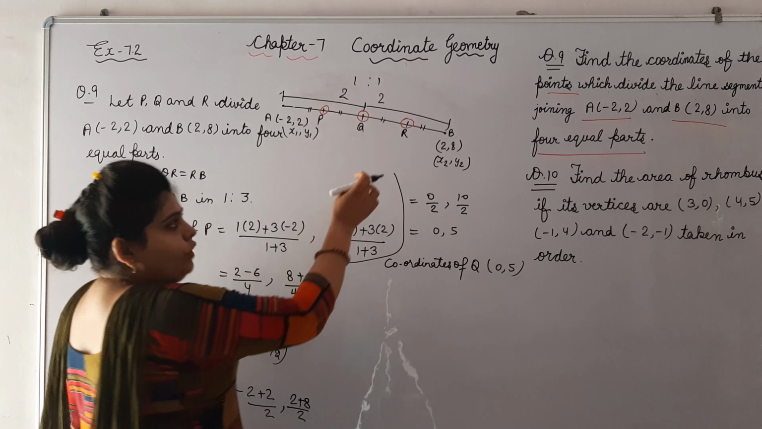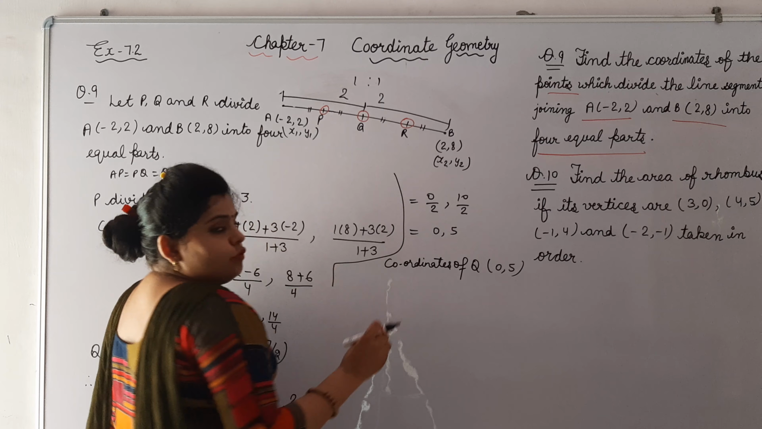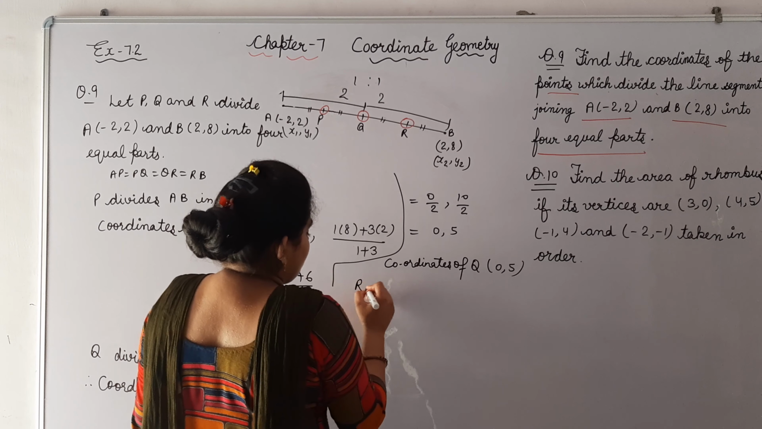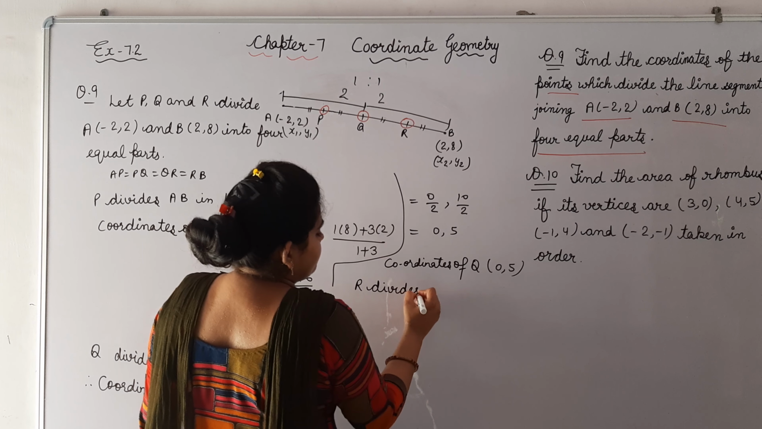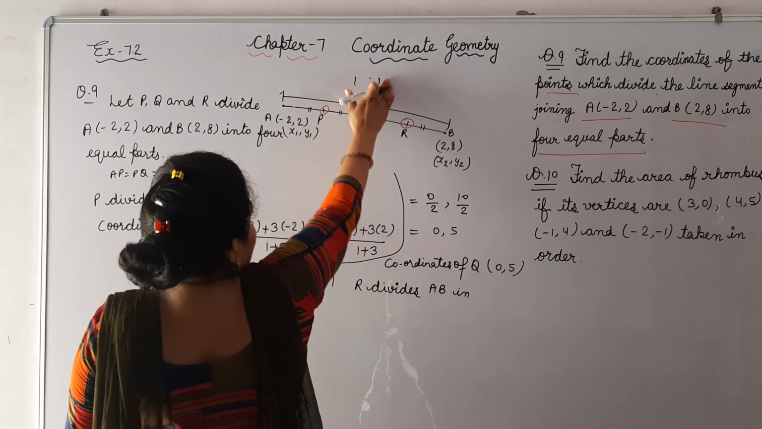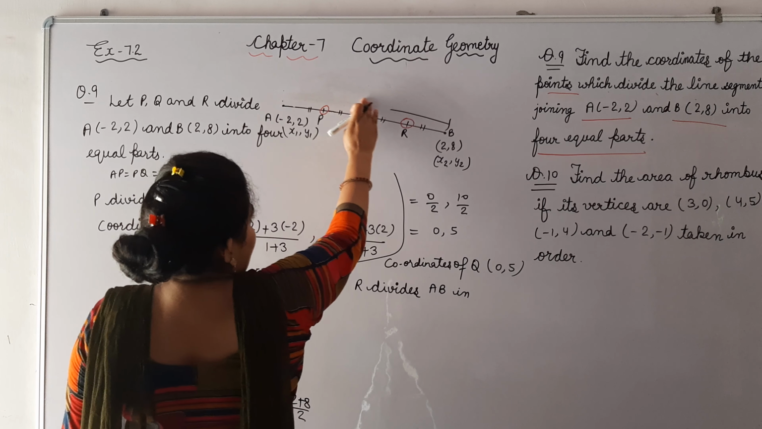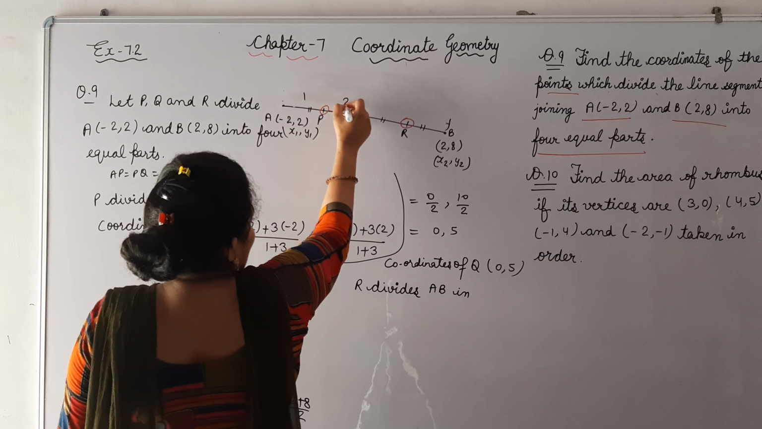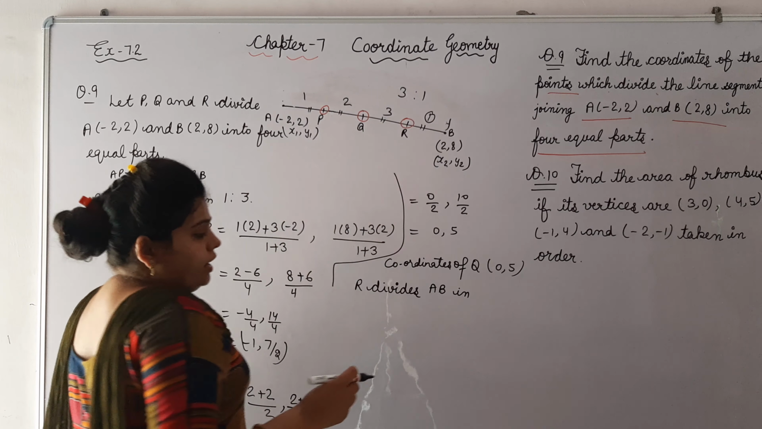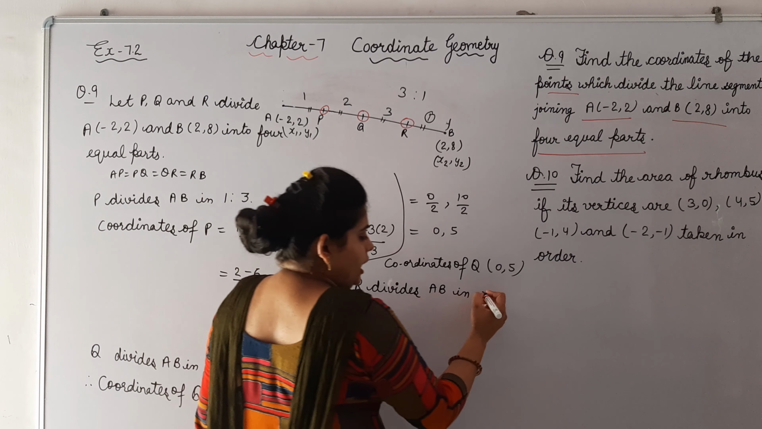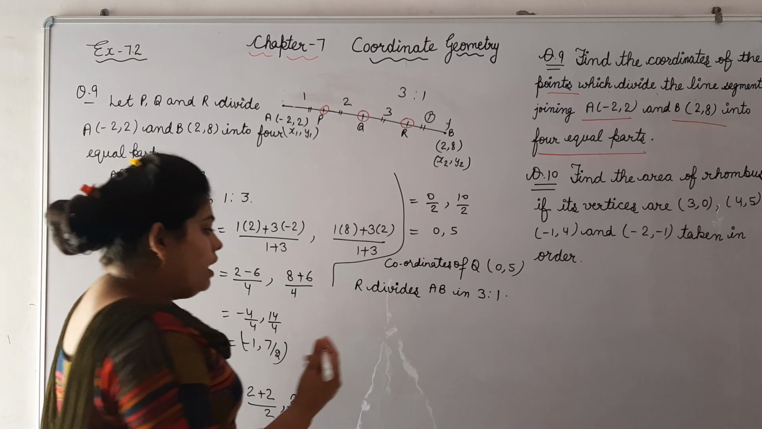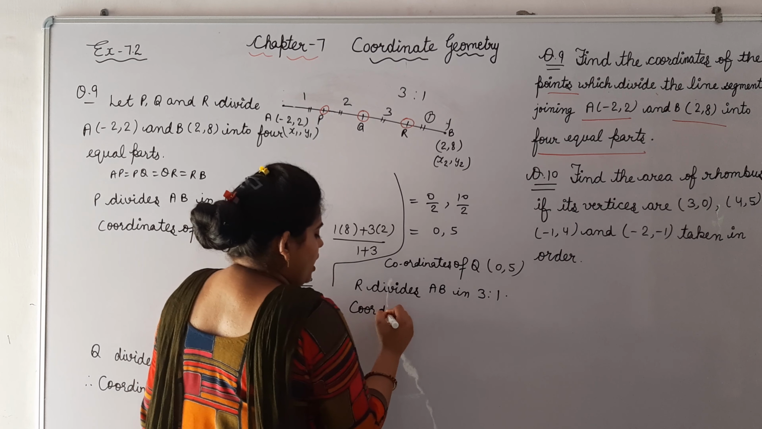Now what we have to find? We have to find coordinates of R. First of all, we will find in which ratio R divides AB. Then R divides AB in which ratio? Now we have to find parts for R. 1, 2, 3 and here one part. Then the ratio will be 3:1. So what we will write? R divides AB in 3:1. So now we will find coordinates of R.